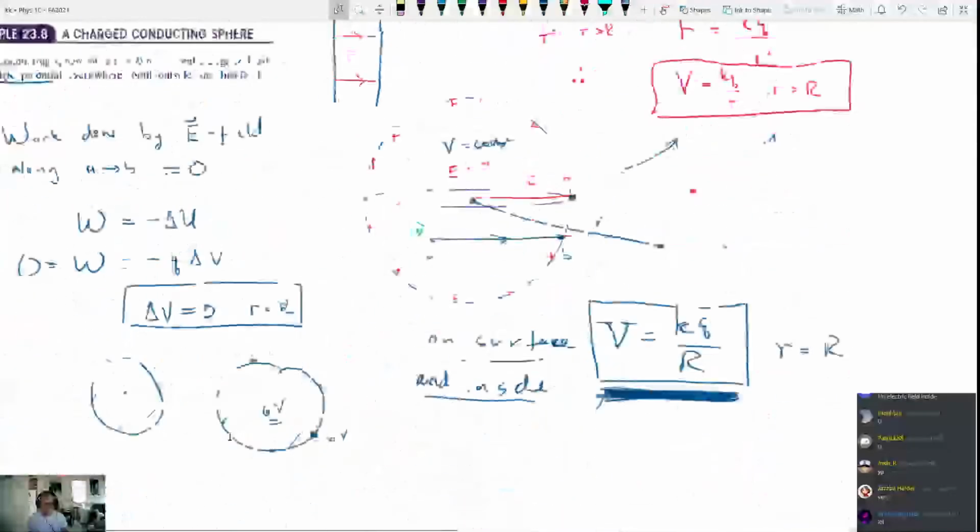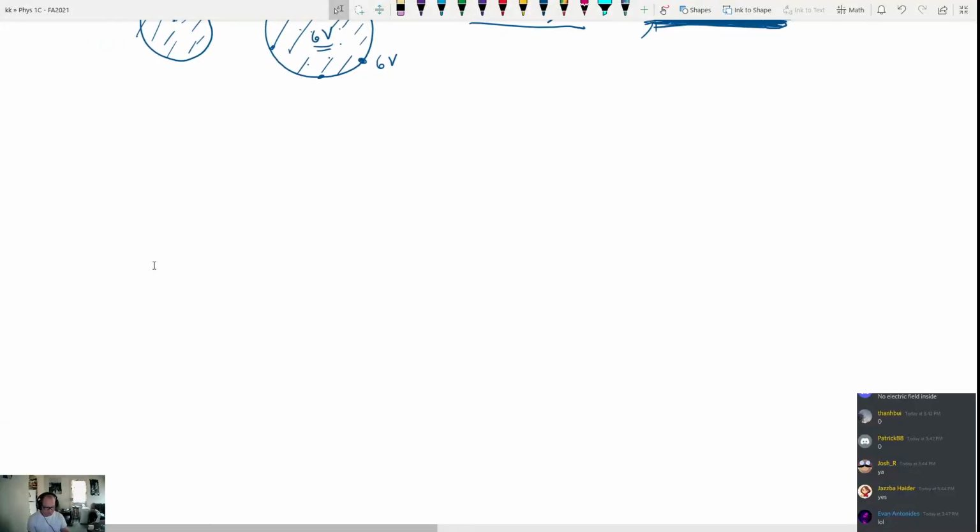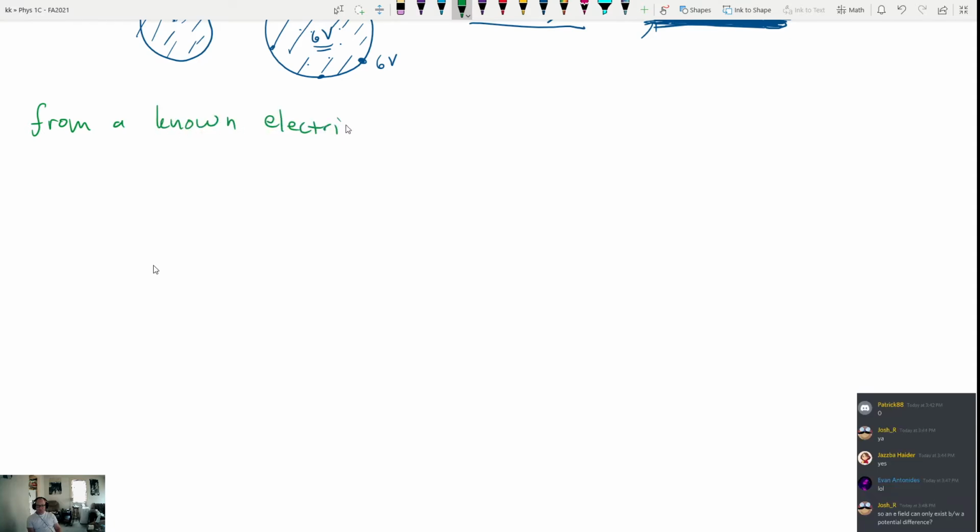So the next thing I want to do is to learn how you go from electric potential to electric field. We found how to go from electric field to find electric potential. Now we want to do the first. We want to go from a known electric potential and then find the electric field. This is actually very easy, as it turns out.